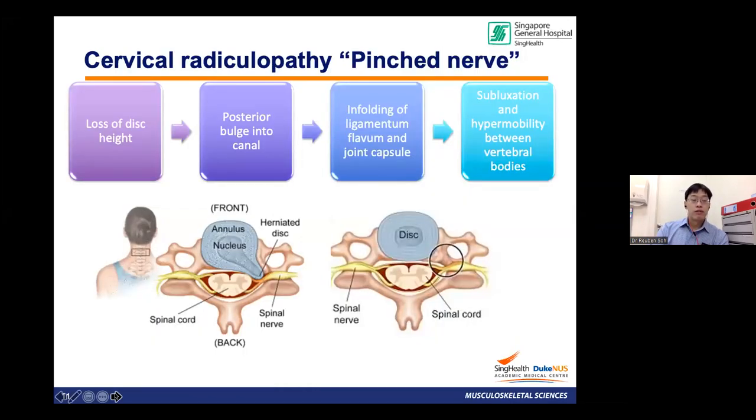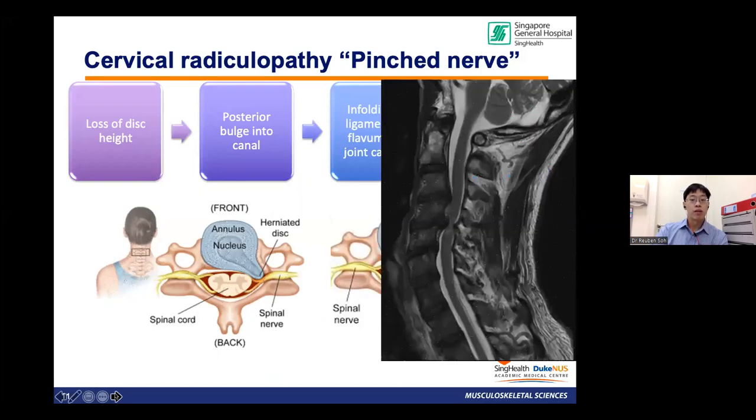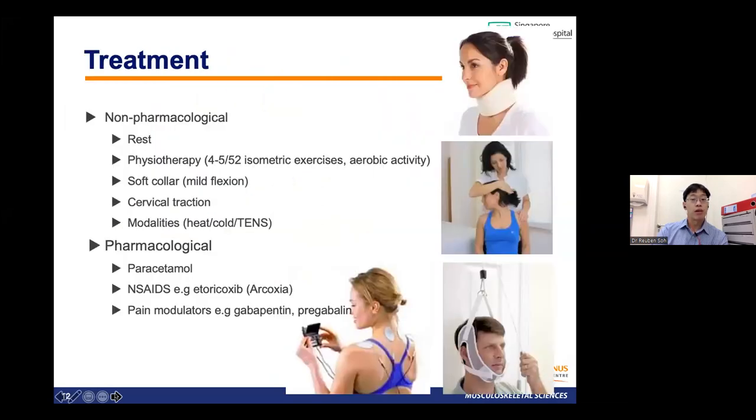What happens, of course, if it's prolonged, is that this loss of height will then lead to bulging of the disc into the canal, which can cause some pinching of the nerve and can also cause the facet joint to lose its stability, which then causes compression of the nerve, such as here, as you can see in this MRI scan.